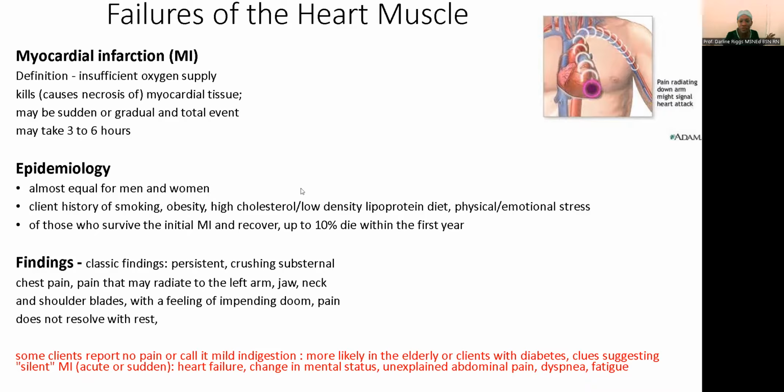So how do these clients present, right? Similar to the coronary artery disease, the angina client. They say there is persistent, meaning non-stopping, pain. So it's not like they get relief from this pain. It is persistent. It doesn't stop. Crushing substernal chest pain, and it radiates to the left arm, jaw, neck, the whole left side. They feel like the life is leaving them. That's the whole impending doom feeling. And nothing gets rid of this pain.